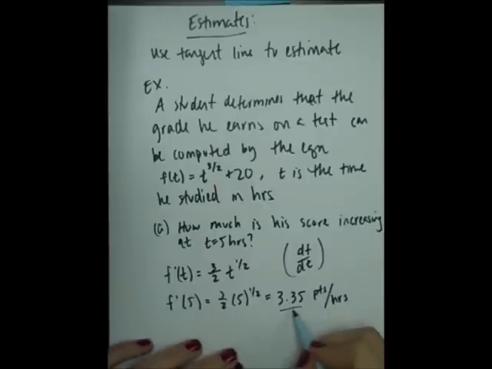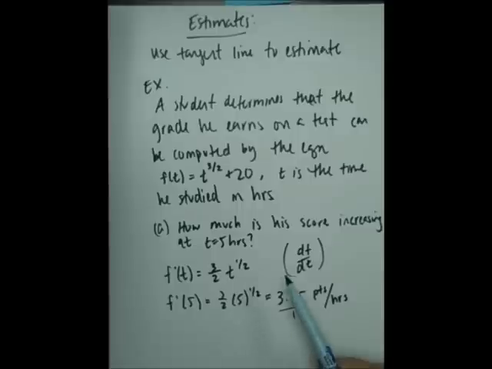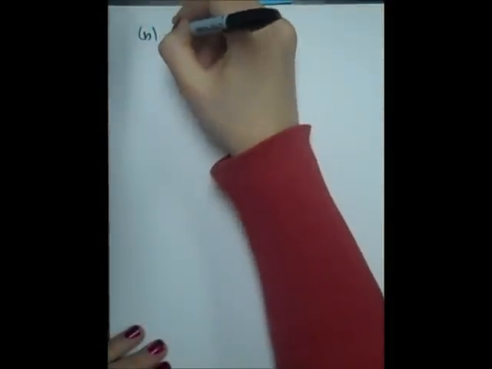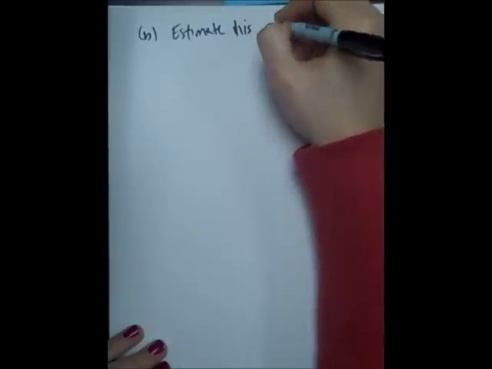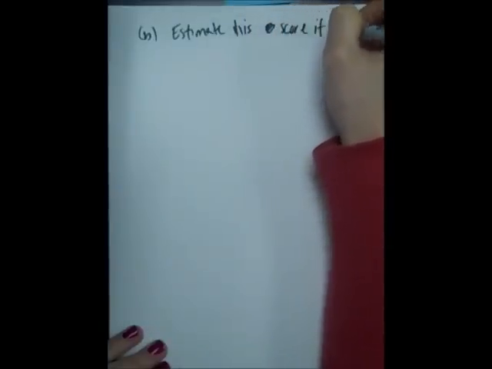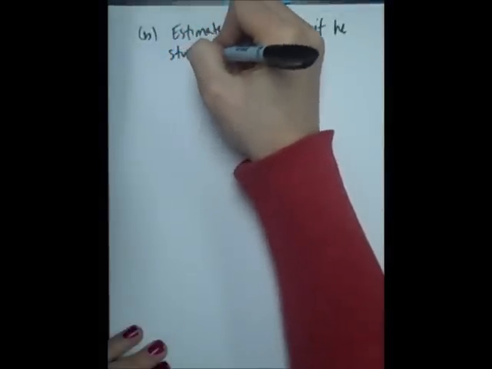Now in terms of words, what I would say is that at the moment where he's studying 5 hours, for each additional hour he studies, so that's the one on the bottom, his score will increase by 3.35 points. So in words, that's what's happening here. It's saying that for every additional hour, his score is going to go up by 3.35 points. Now how can we actually use this? Let's estimate his score if he studies 6 hours.